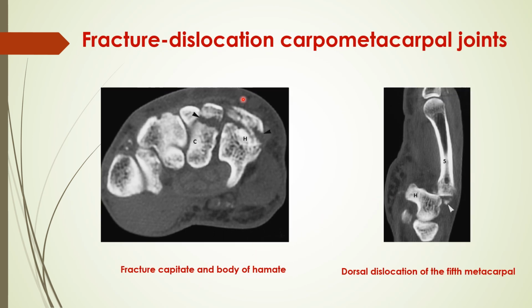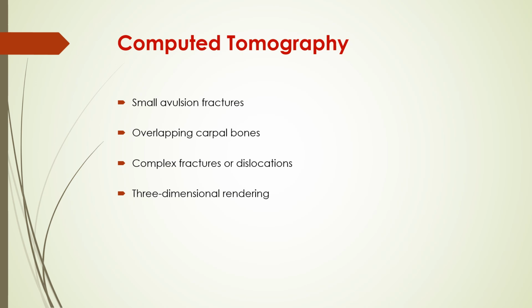Fracture of capitate and body of hamate or even dorsal dislocations can be easily visualized, and the three-dimensional relation can be assessed. So to summarize, computed tomography is good for small avulsion fractures because of the overlapping nature of the carpal bones, and complex fractures and dislocations are usually helped by CT scan, and also we can have a three-dimensional rendering.